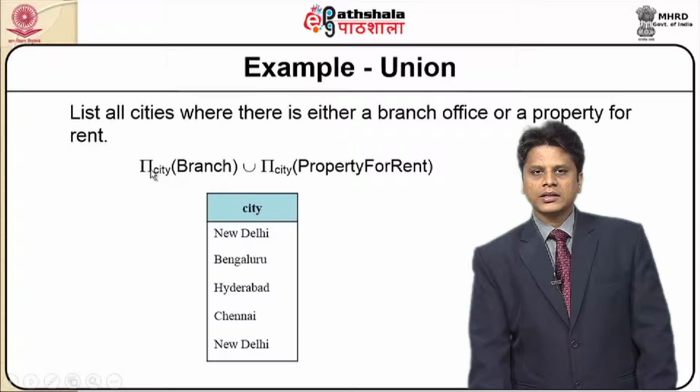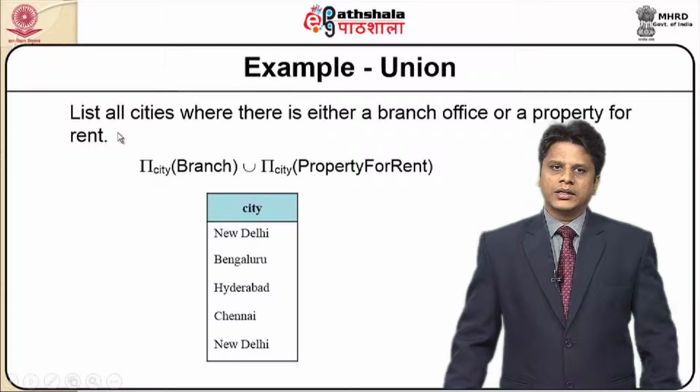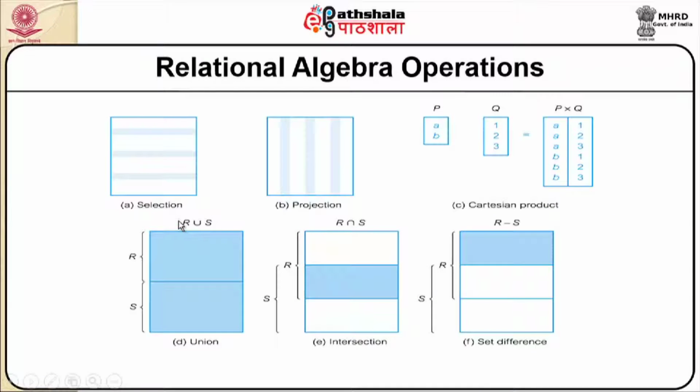So, project from the branch relation only city, project from the property for rent relation only city, and make a union between these two operands, which will give the value for the union. As I indicated in the beginning, between two relations R and S, if I am to do union, it will take the maximum of i tuples in R and j tuples in S, but it tries to avoid duplicates.